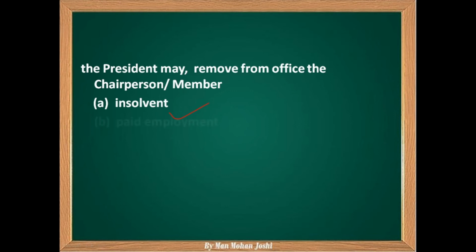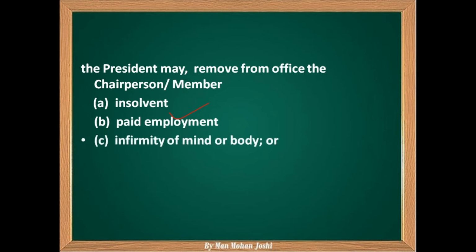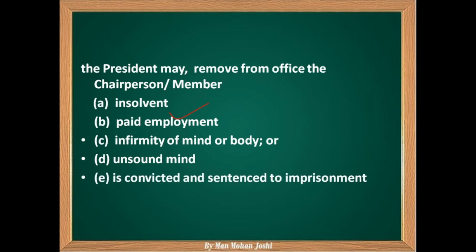If he engages during his term of office in any paid employment outside the duties of his office. The third point says that if he is unfit to continue in office by reason of infirmity of mind or body. Next point says that if he is of unsound mind and stands so declared by a competent court. And the last point says that if he is convicted and sentenced to imprisonment for an offence which, in the opinion of the President, involves moral turpitude.